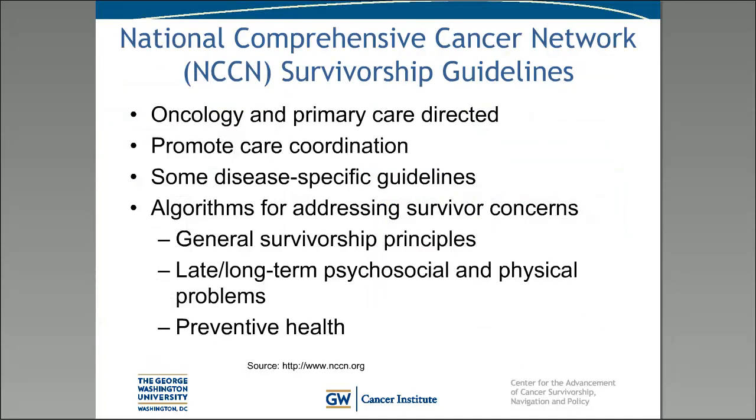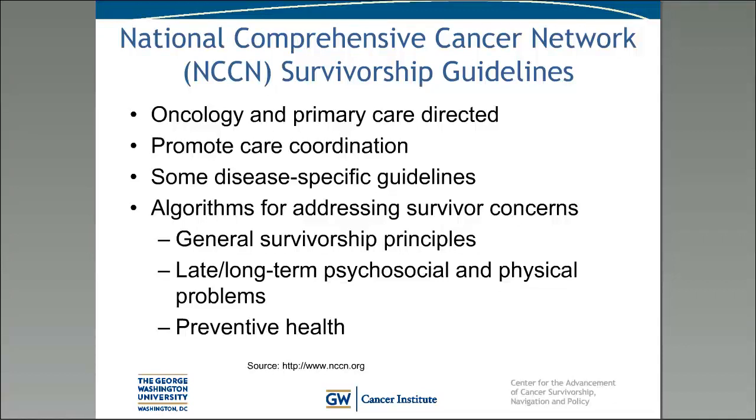So where is the information for these plans coming from? Let's take a look at some guidelines available for survivorship care. The NCCN survivorship guidelines are directed towards oncology and primary care providers, and they really are promoting care coordination. They're saying that the care of cancer survivors should include prevention of new and recurrent cancers and other late effects, surveillance for cancer spread, recurrence, or second cancers, assessment of psychosocial and physical effects, and intervention for consequences of cancer and treatment, and then coordination of care between primary care and specialists to ensure that all of the survivors' health needs are met.